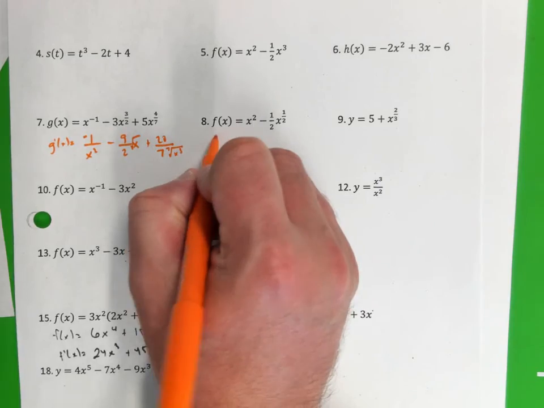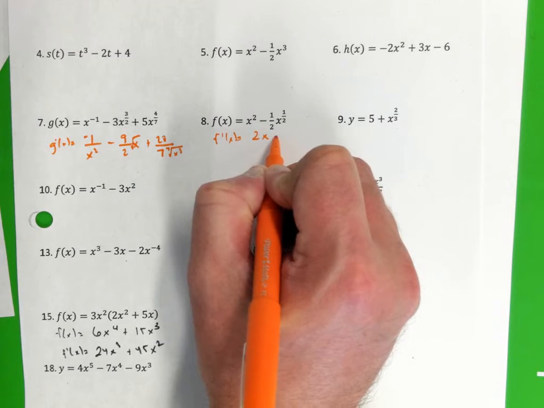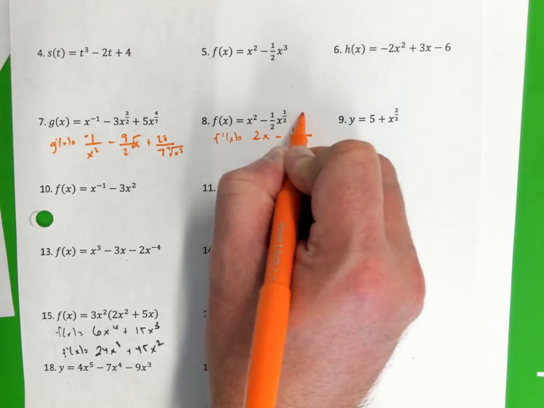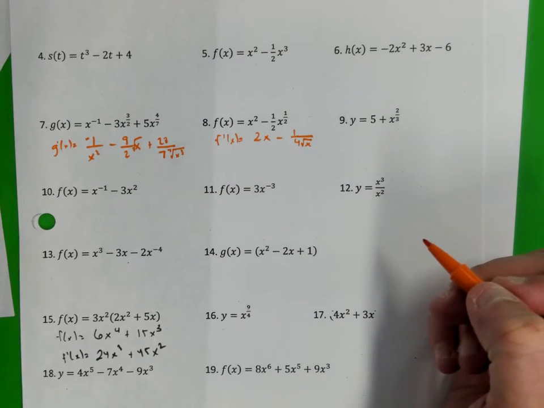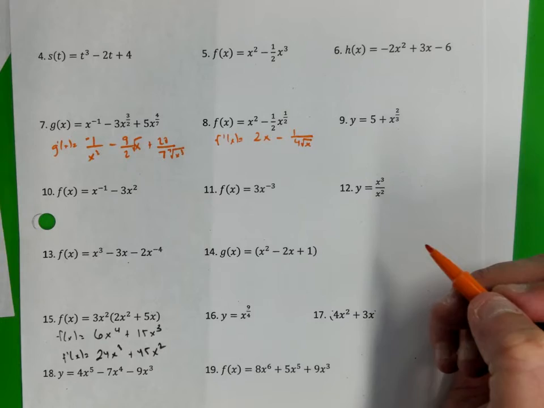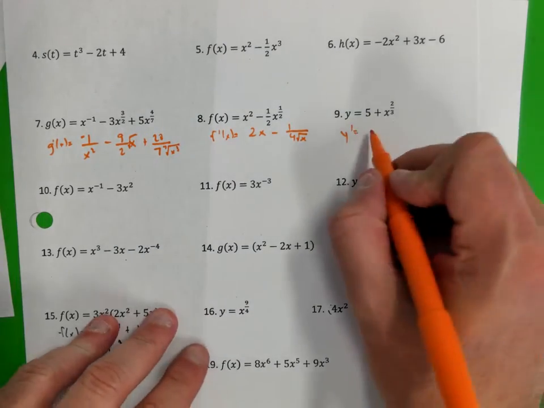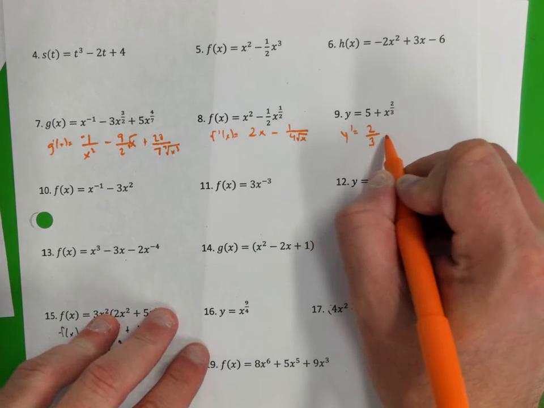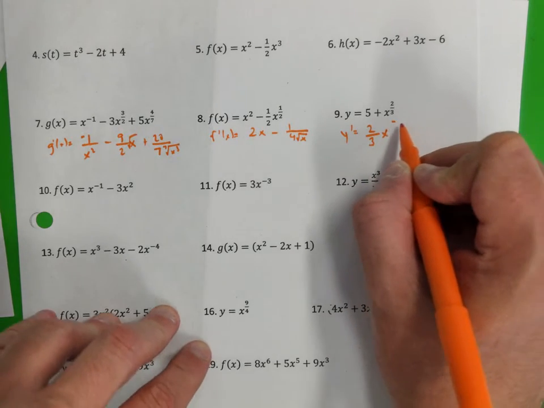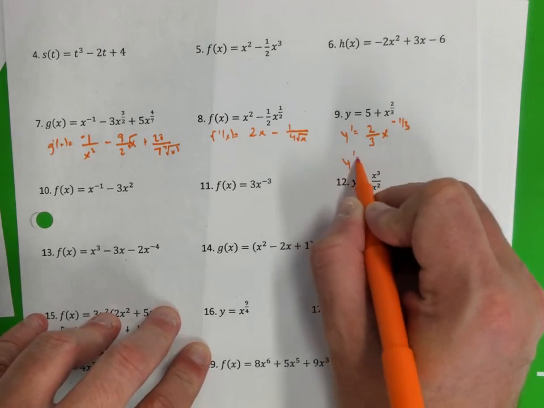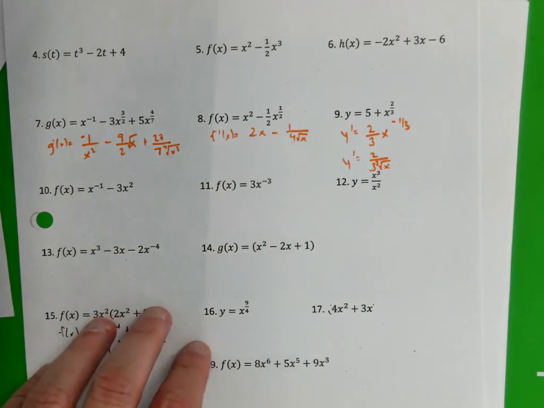Let me just go through here and do these while you check your work. Number 8, that would be 2x minus 1/4. 1 half minus 1 is negative 1 half, so that means you have the square root of x on bottom there. Do y'all agree with number 8? Number 9, y prime, the derivative of 5 is 0. I'm going to bring this down, 2/3 x to the negative 1/3. I'm going to rewrite that as y prime equals 2/3 the cube root of x.